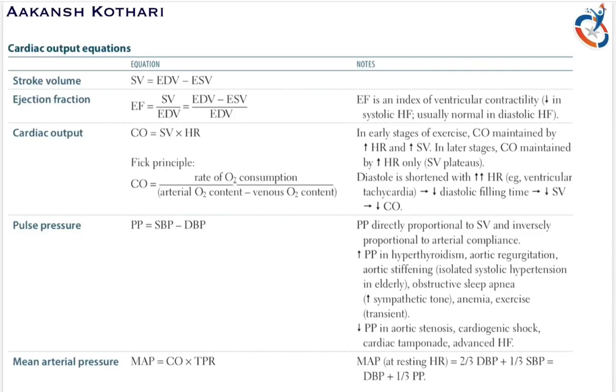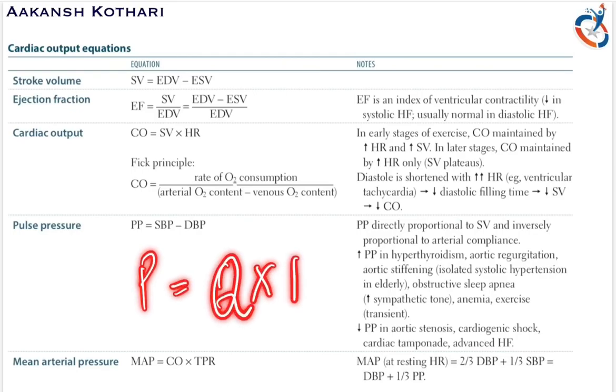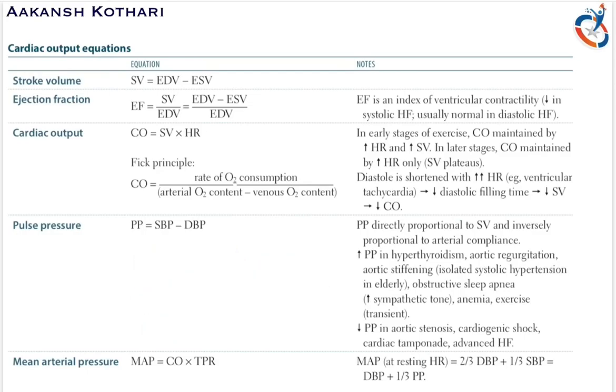Now let's talk about the one equation, that is the mean arterial pressure equation. The mean arterial pressure is measured by cardiac output into total peripheral resistance. Okay, so pressure is measured as output into resistance. Is this clear? Mean arterial pressure at a normal heart rate can also be measured with 2/3 of the diastolic blood pressure plus 1/3 of the systolic blood pressure, or another formula of it would be diastolic blood pressure plus 1/3 of the pulse pressure.